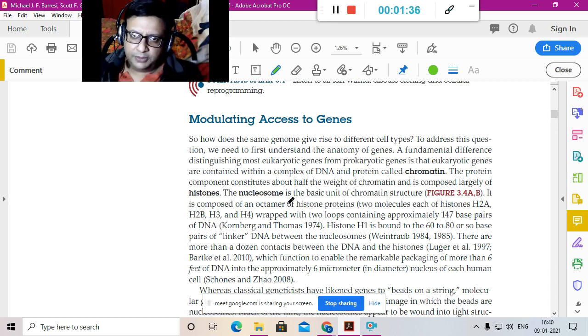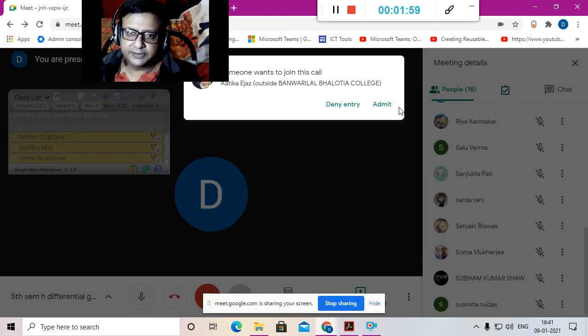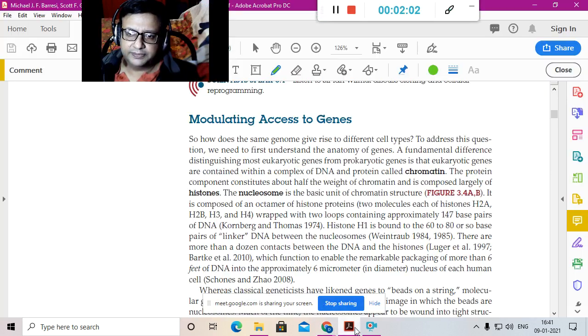So one thing which we know is that the genes are located on DNA, and the DNA is on chromosomes. And you know the chromosomes are tightly packed materials. So how do transcription factors find access to these genes? This is a question which we need to answer. How do transcription factors find access to genes, that is, to the promoter of the genes? How do they find access? So that is what we are talking about, modulating access to genes.